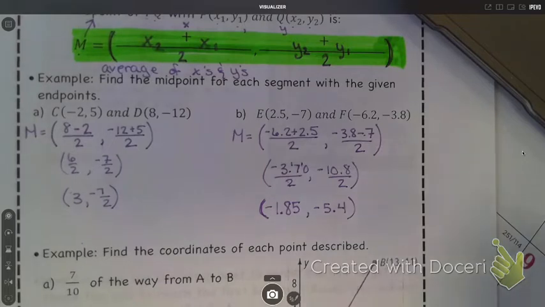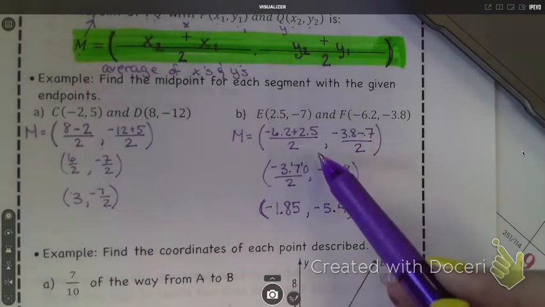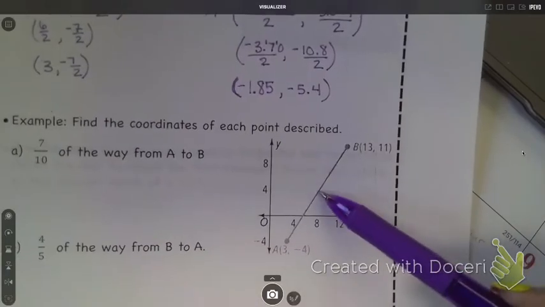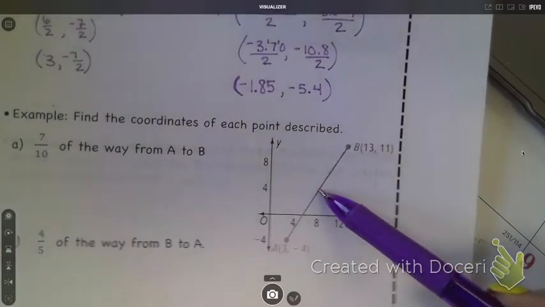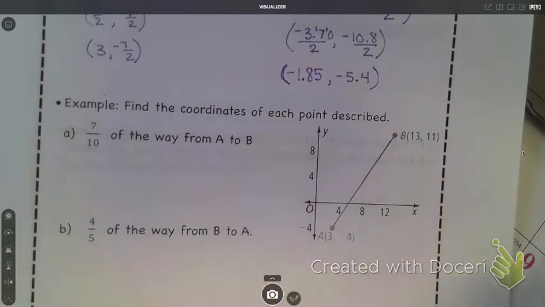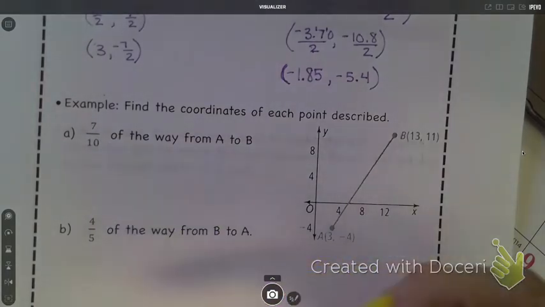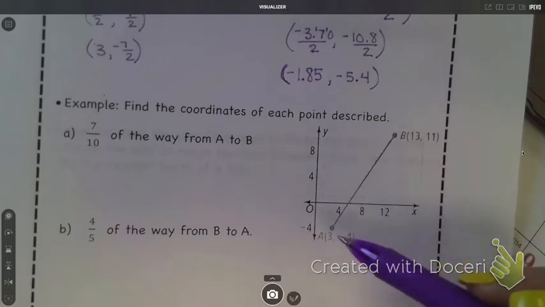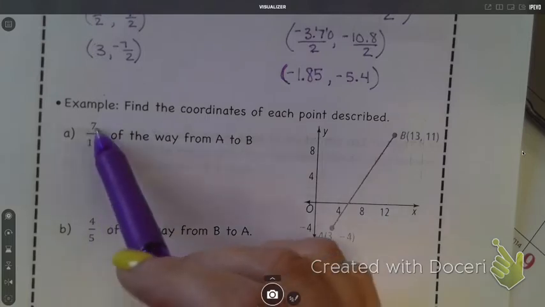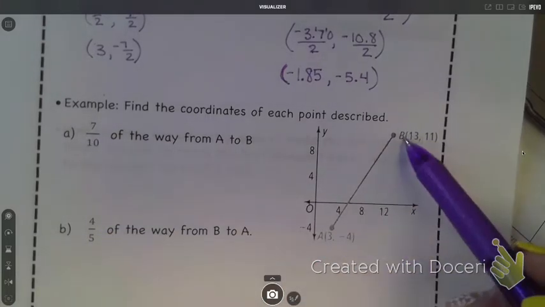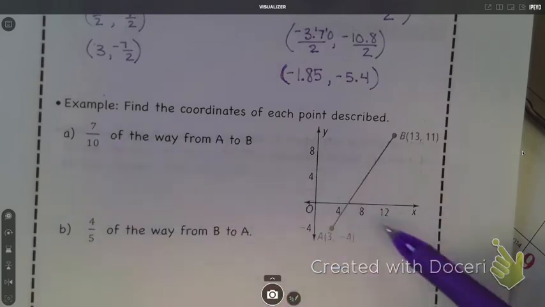Yeah. Okay, so these are midpoint. I wanted the middle point. So if I had this graph down here, I'd find the point that would give me right in the middle, right? But what if I want a point like 7/8 of the way? Or a point 4/5 of the way? So we got to get 7/10 of the change of the x's, and 7/10 of the change of the y's.